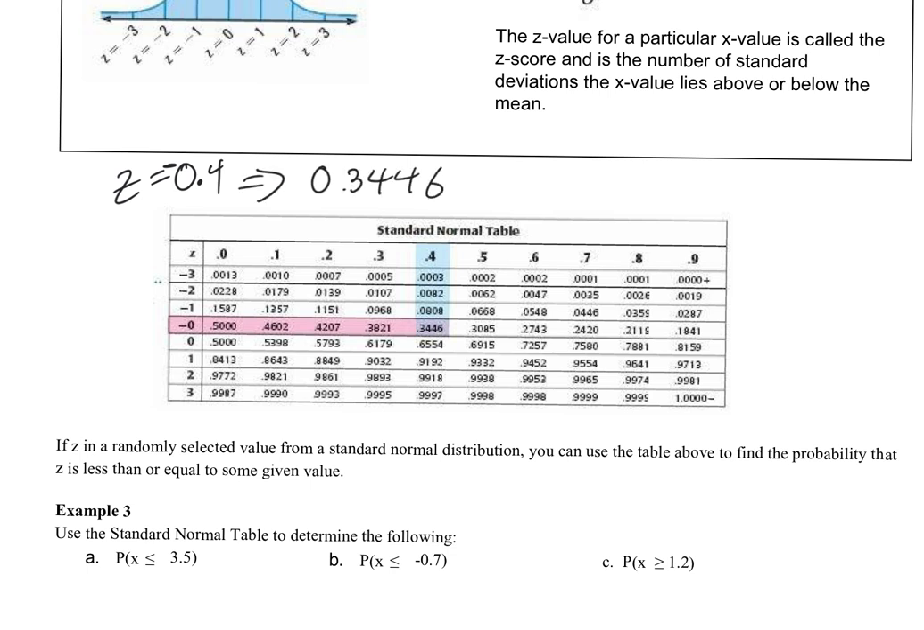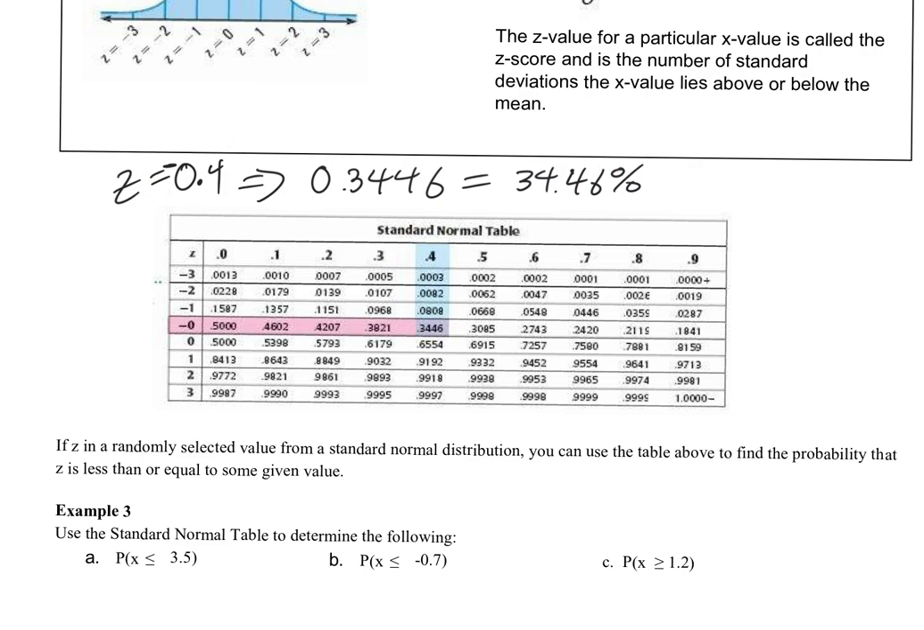0.3446 probability, which is the same thing as saying 34.46%. So what we're saying, depending on the context, is that you could use the table to find the probability that z, that this situation is less than or equal to this 34.46% of happening. Okay, so this is how you can go from a z-score to a probability.